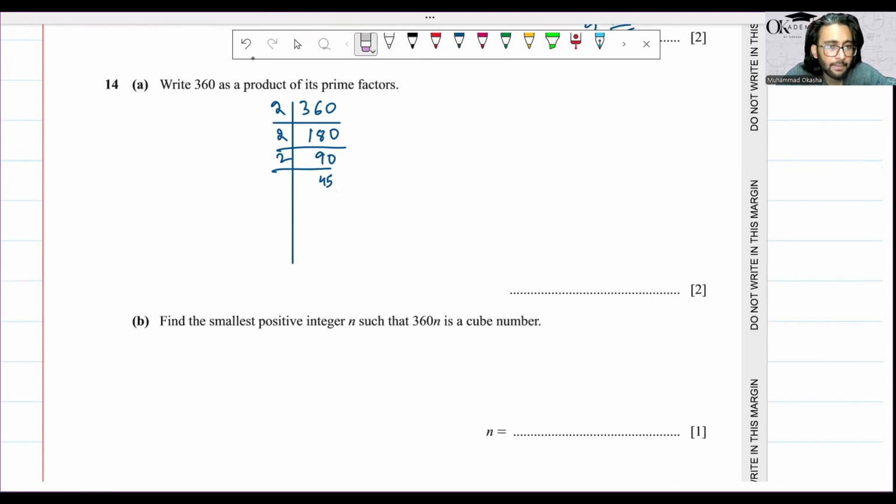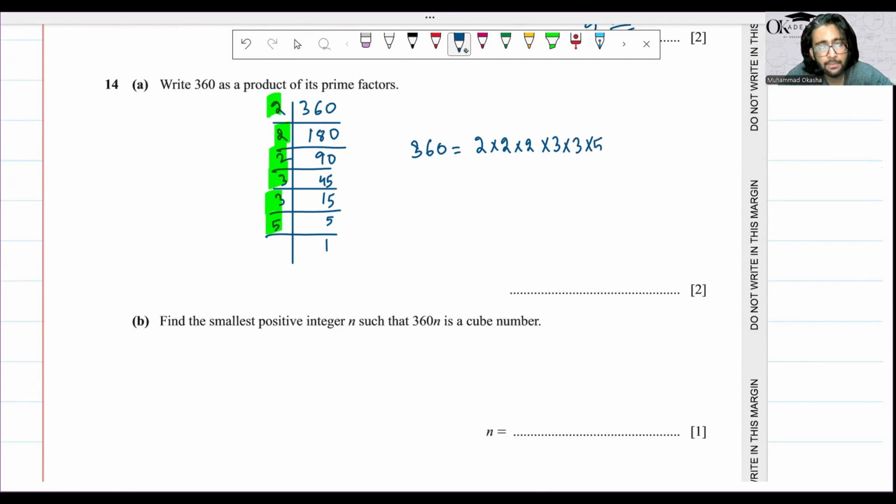Now the next prime number, after 2, is 3. So I'll try 3. 3 times 15 is 45. 3 times 5 is 15. And 5 times 1 is 5. So how would you write it as a product of its prime factors? Well, these are all the prime factors. You simply write them in product form. So 2 times 2 times 2 times 3 times 3 times 5.